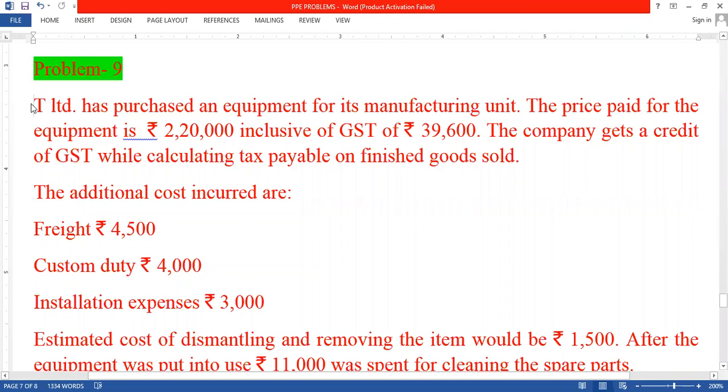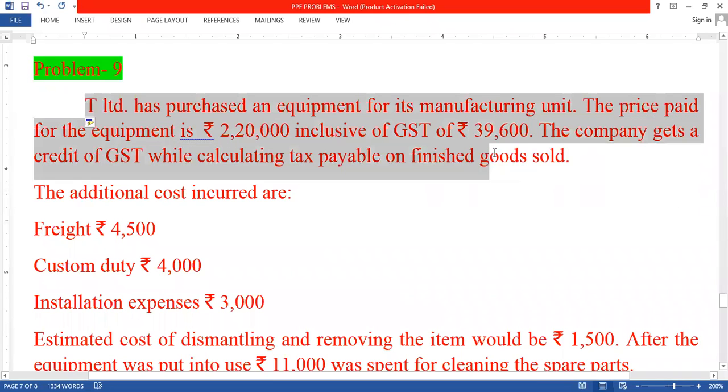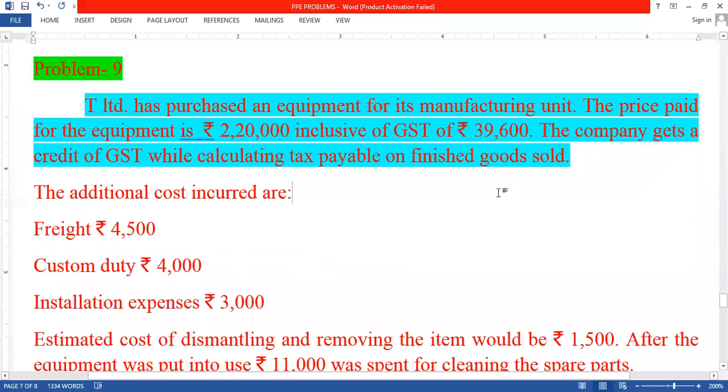Here, T Limited. T Limited has purchased an equipment for its manufacturing unit. The purchase price, the price paid for the equipment, is 2,20,000 inclusive of GST. Inclusive of GST means the GST is included. The GST inclusive amount is 39,600.